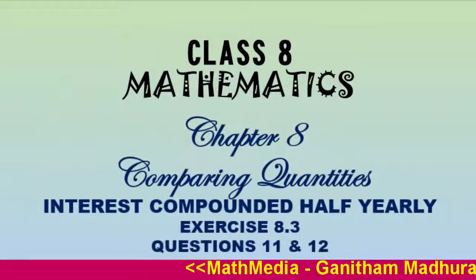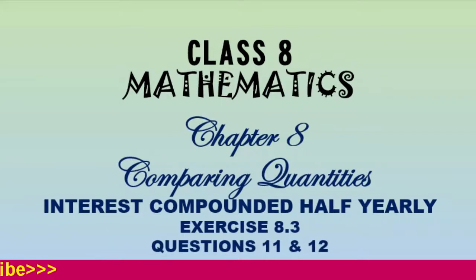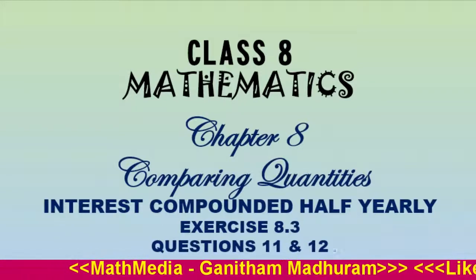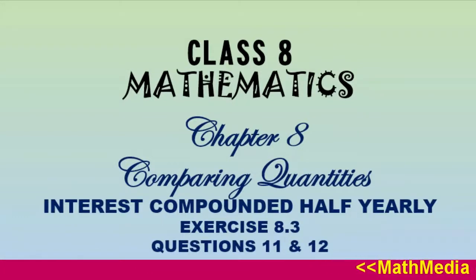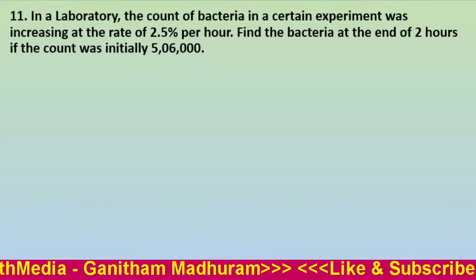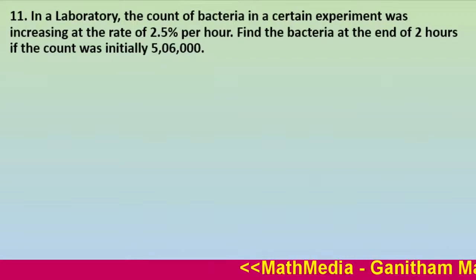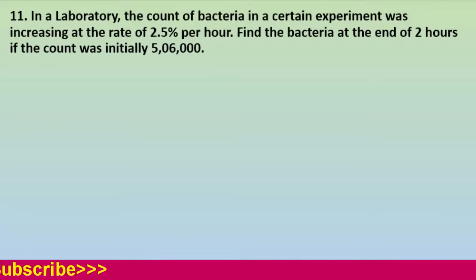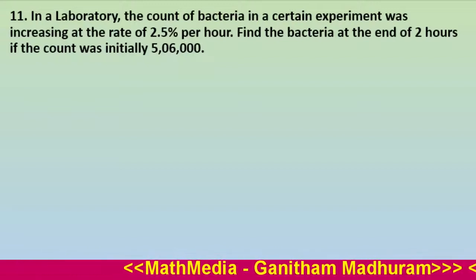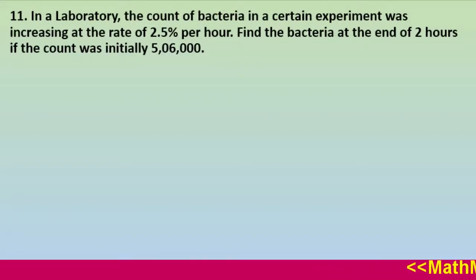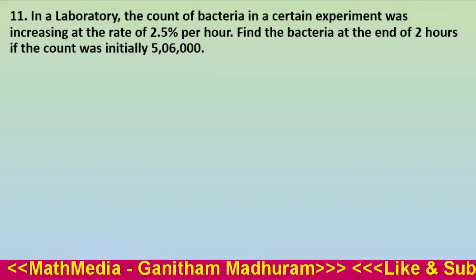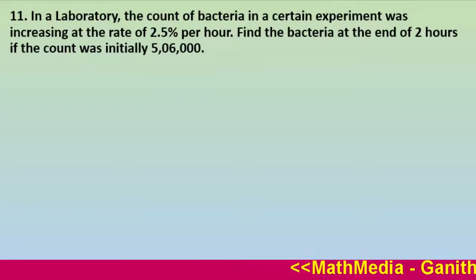Class 8 Mathematics. Today I am going to discuss question number 11 and 12 of exercise 8.3, chapter 8, comparing quantities. Our first question, number 11. In a laboratory, the count of bacteria in a certain experiment was increasing at the rate of 2.5% per hour. Find the bacteria at the end of 2 hours if the count was initially 5,06,000.